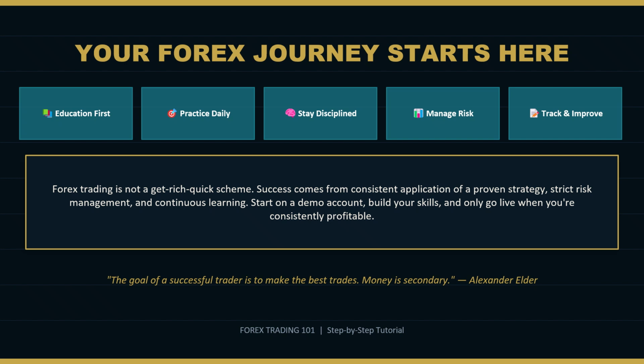Manage risk. This is your primary job. Protect your capital like it's your most valuable asset. Track and improve. Your trading journal is your report card. Use it to make consistent, incremental improvements. I want to leave you with a quote from a legendary trader, Alexander Elder. The goal of a successful trader is to make the best trades. Money is secondary. If you focus on the process, on making smart, well-planned, and well-managed trades, the money will follow.